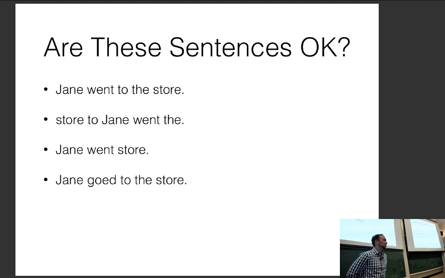No? So what's wrong with the first one? Jane went to store. It's missing a preposition. What else? It's missing an article, yeah. So it's missing some of the important function words. What about the one after that? Morphology, conjugation, yeah. So you're conjugating incorrectly. You're taking the irregular verb go, and you're conjugating it like a regular verb, right? Yeah. So quick question, the third sentence might be okay in some languages?